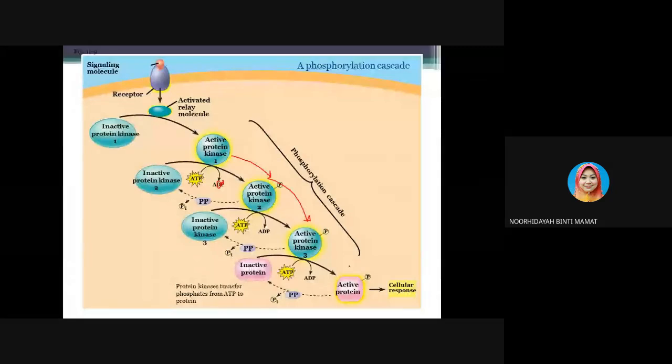Okay, so it will amplify the signal. So a few molecules can produce a large cellular response. So this is what we call, the first one is the phosphorylation cascade.